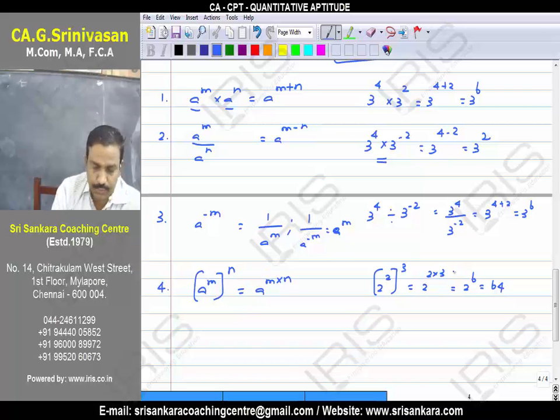See, instead of doing it like this, listen carefully here, we can do it like this also. Now 2 power 2 is what? 4. 4 power 3 is what? Ultimately, you are getting the same answer. Are you able to follow? So whenever a power m, the whole power of n is there, it's going to be a power m into n.